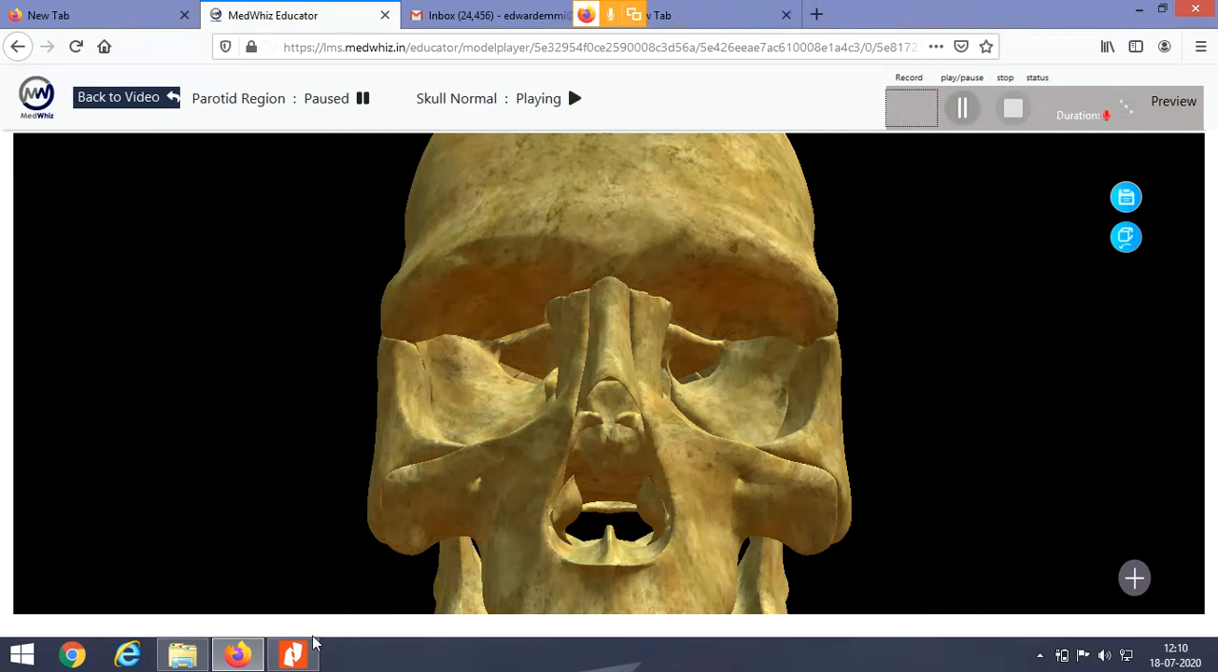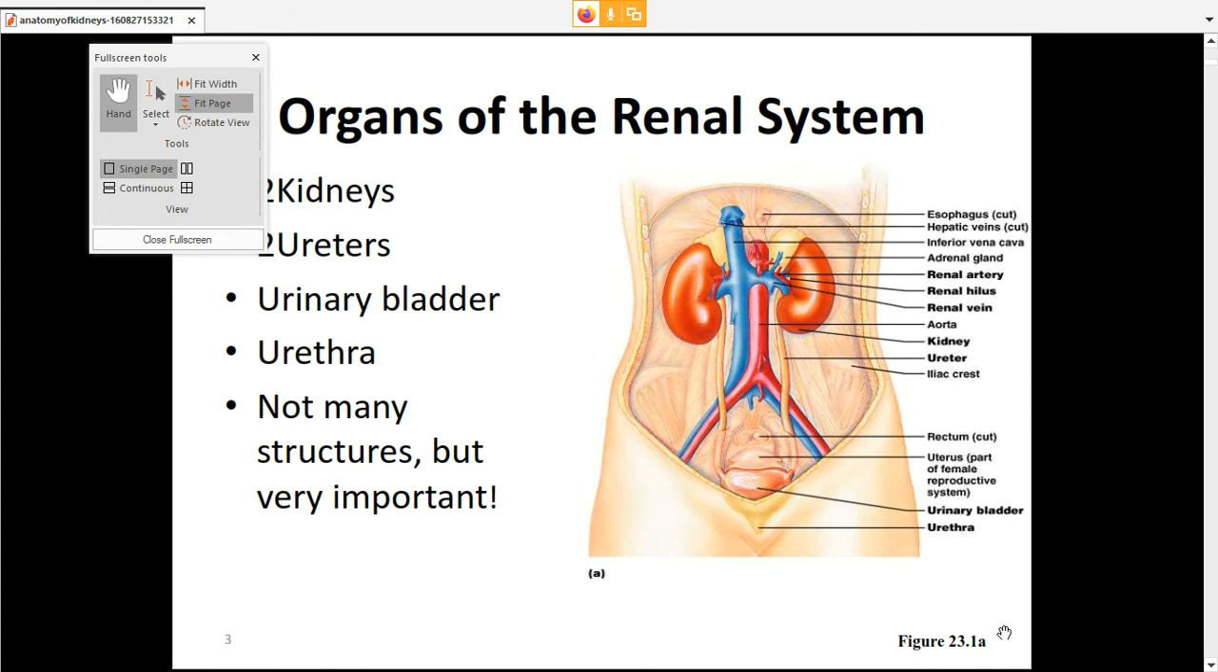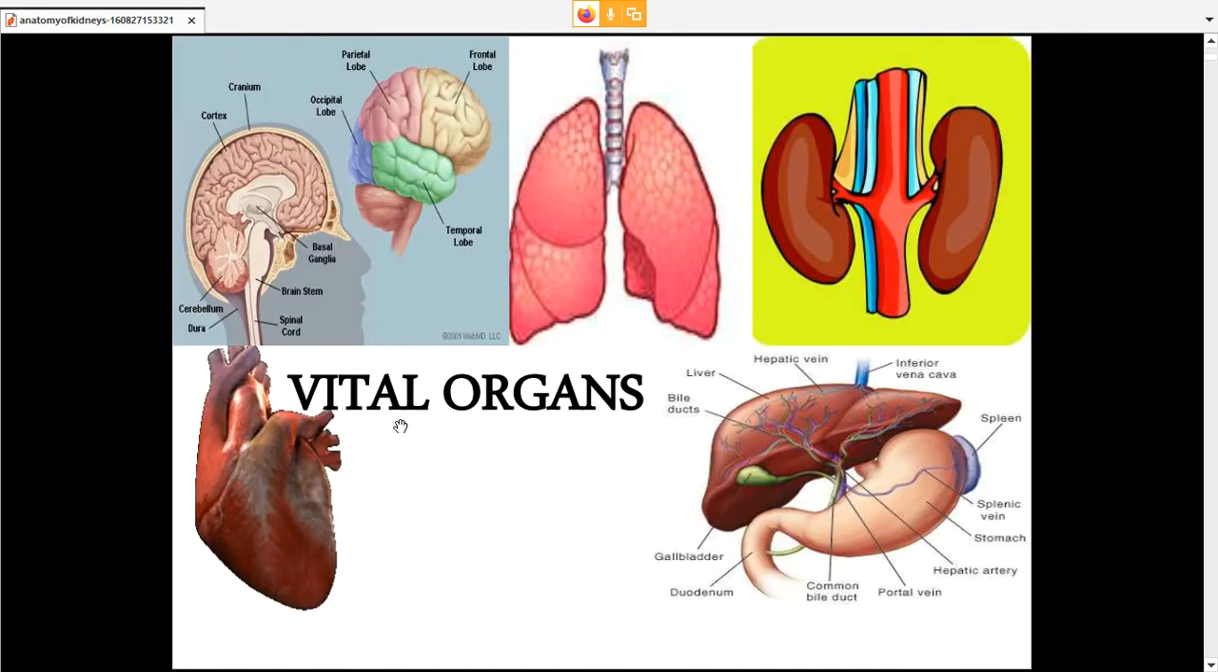Hello everyone. So today we are going to discuss one of the main systems of our body called the excretory system. Let me show you this excretory system. Yes, coming to the excretory system, the parts of the excretory system, or renal system as it is also called.